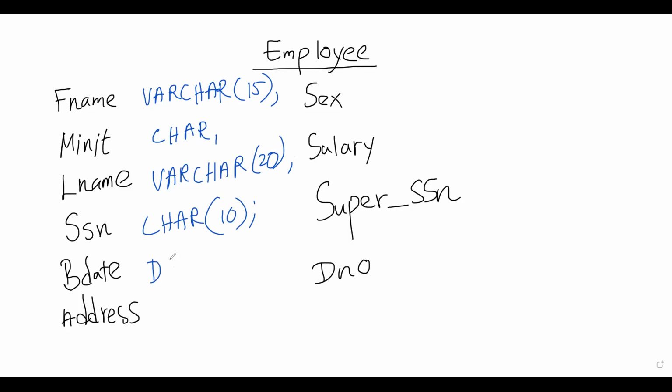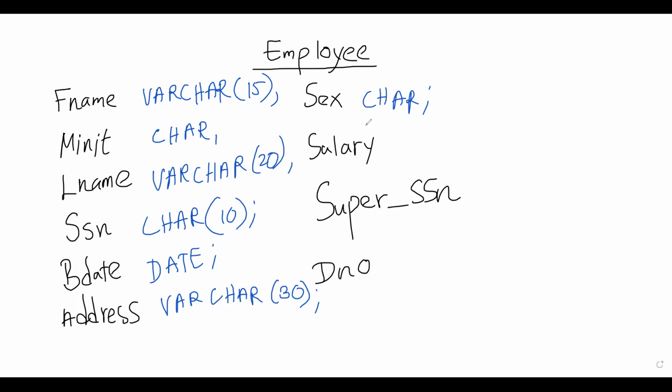Birth date should be date. So it has year, month, and date. I will introduce these things. Okay. And address. I take address as the varchar data type. In there, 15 is not enough. I want to take it to 30 or 40 characters, likewise. Address should be long, no? Okay. Sex. I introduce sex as the char data type. Char, male or female, likewise.